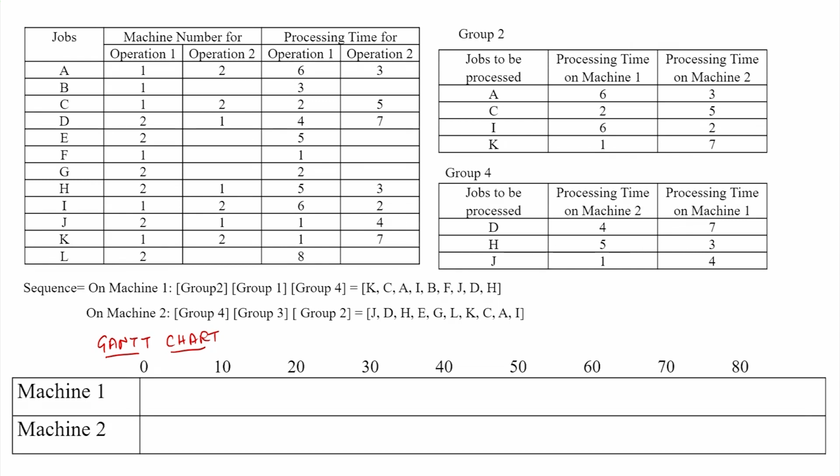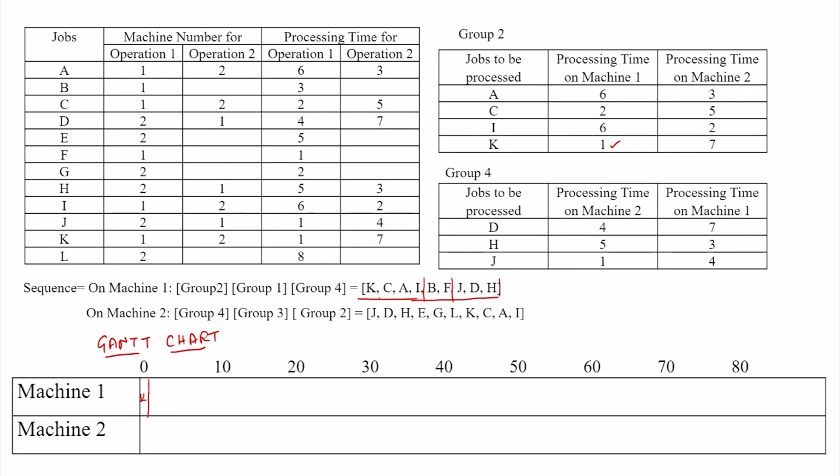So, our sequence on machine 1 is K, C, A, I, and then B and F, and further we can divide, and then there are 3 groups of jobs. So, let us start with K. K time is 1 unit. So, let us draw 1 unit and write K here.